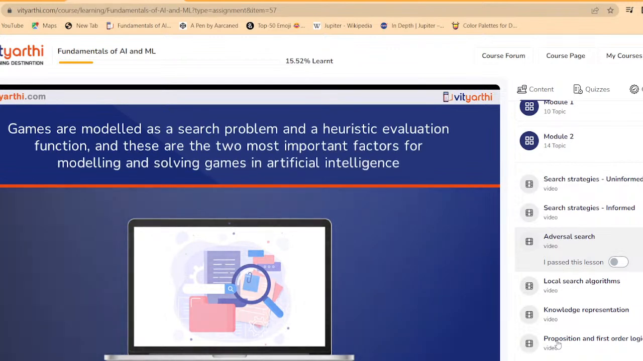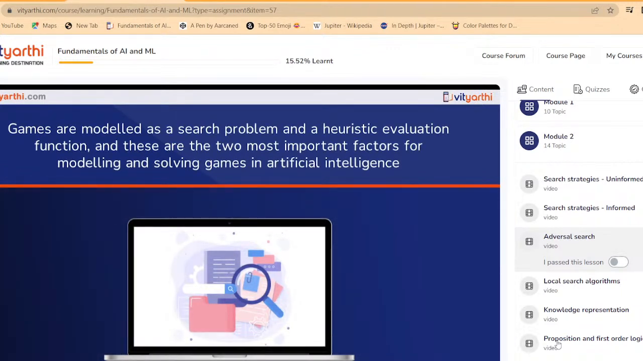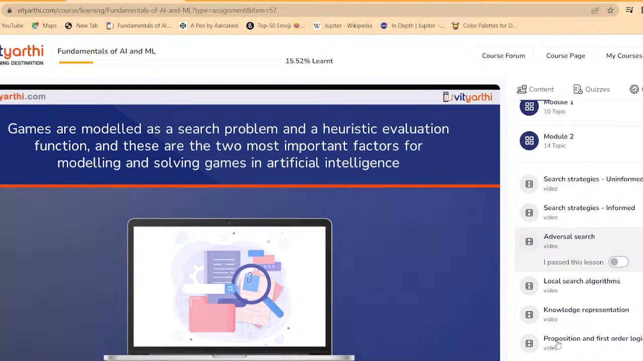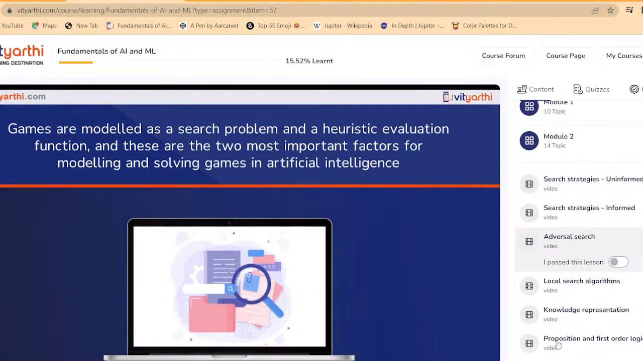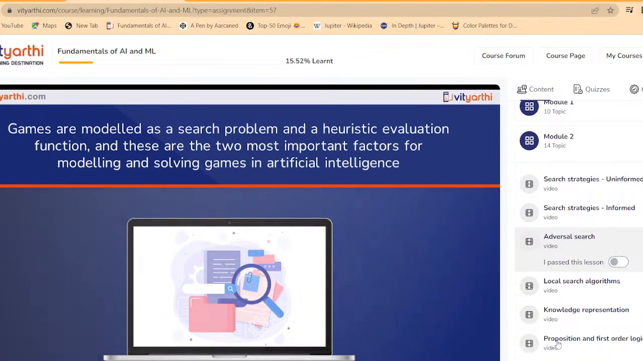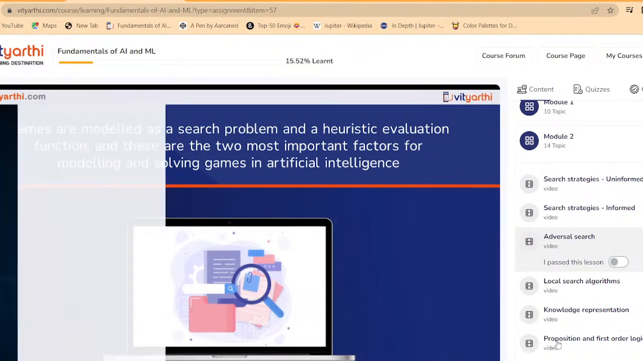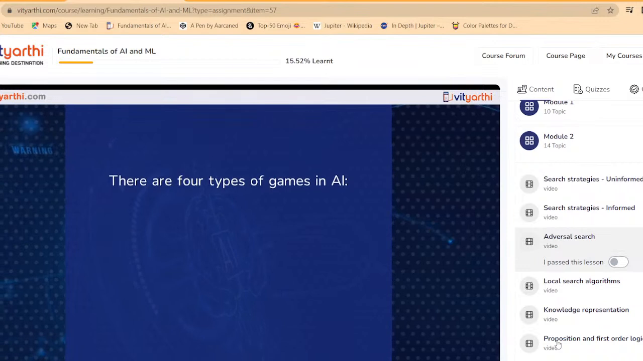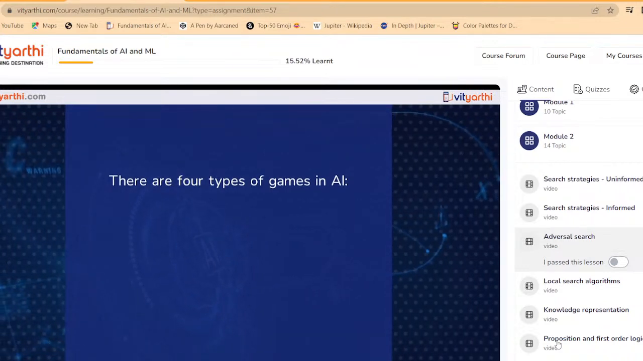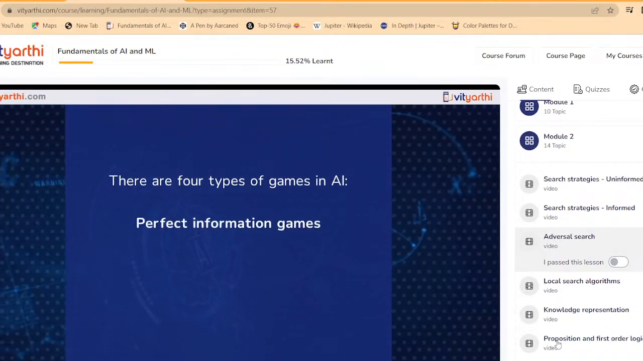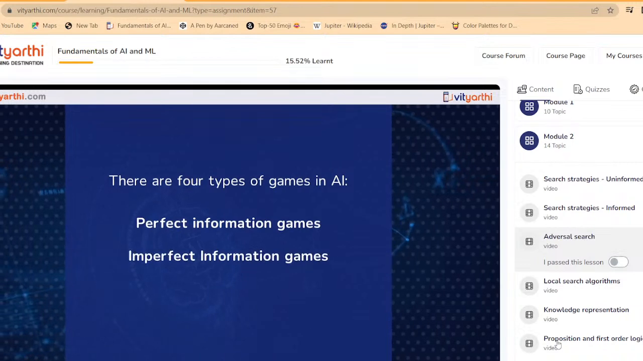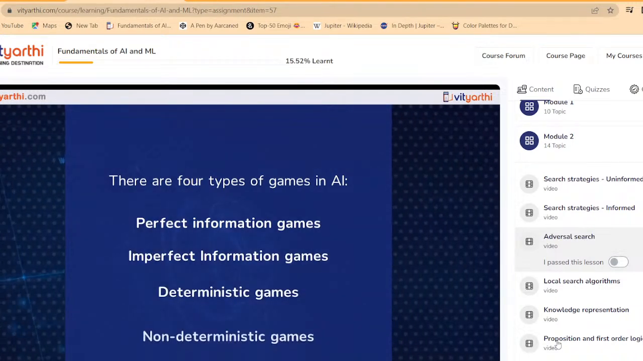Games are modeled as a search problem and a heuristic evaluation function, and these are the two important factors for modeling and solving the games in artificial intelligence. There are four types of games in artificial intelligence: perfect information games, imperfect information games, deterministic games, and non-deterministic games.